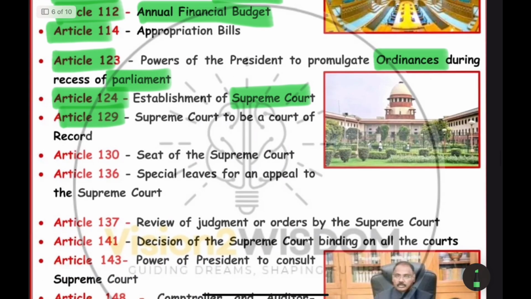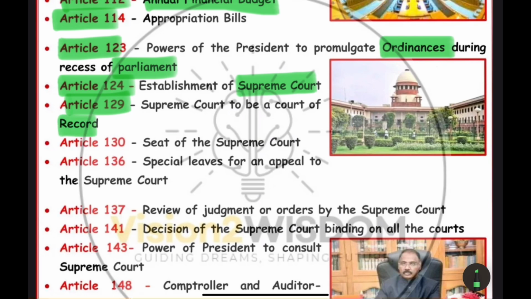Article 129: the Supreme Court to be a court of record. That means whatever verdict the Supreme Court gives on each and every matter will be the record for all subordinate courts. These things are explained in that particular Article 129. Then Article 130 is the seat of the Supreme Court. Then Article 136 is special leave to appeal to the Supreme Court.